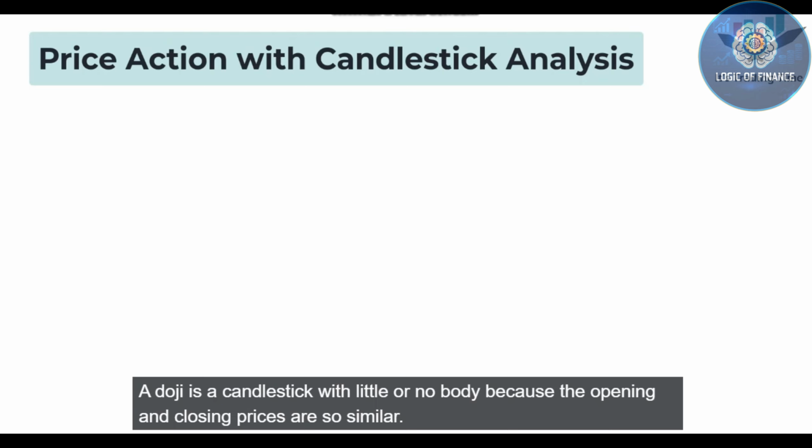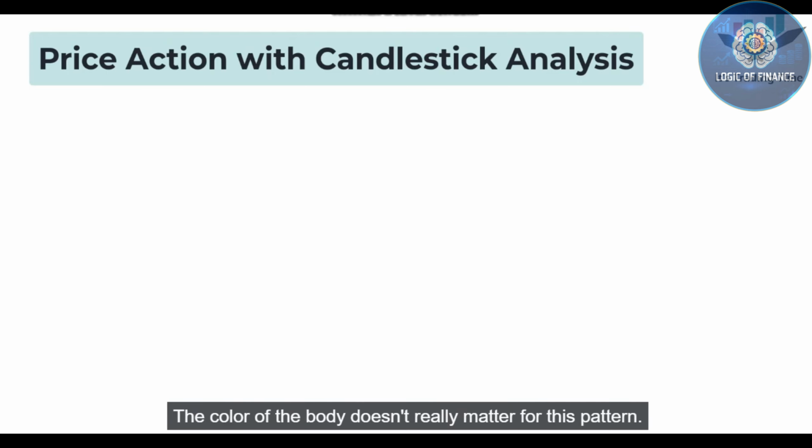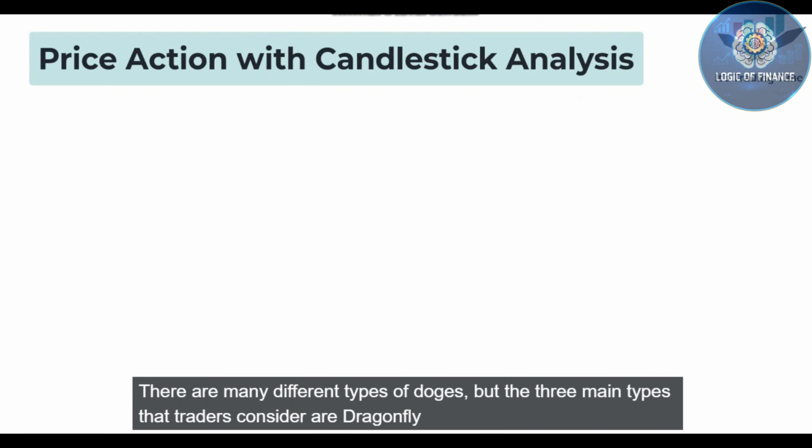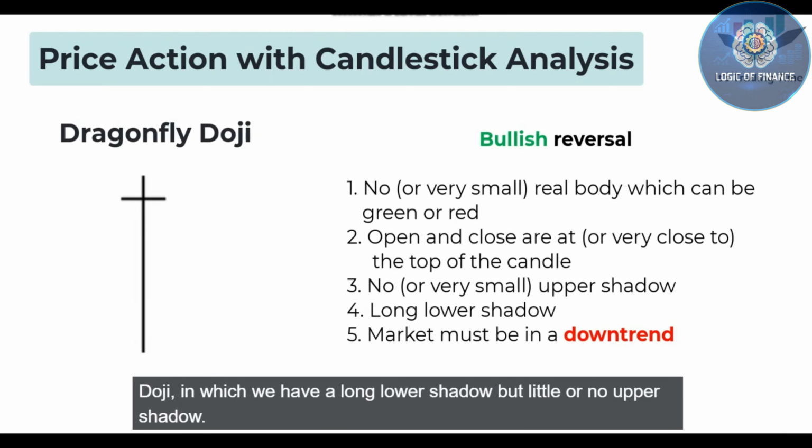A doji is a candlestick with little or no body. Because the opening and closing prices are so similar, the color of the body doesn't really matter for this pattern. There are many different types of dojis, but the three main types that traders consider are dragonfly doji, in which we have a long lower shadow but little or no upper shadow.